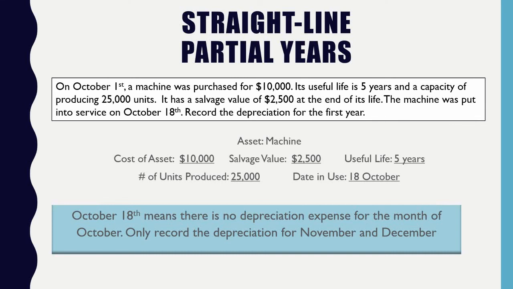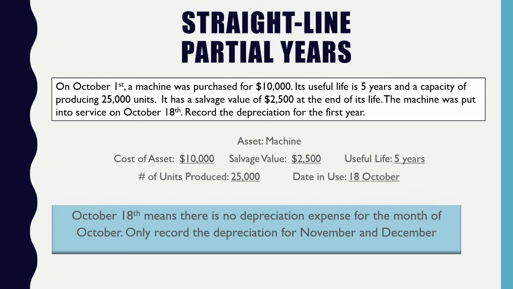So then what happens when we have an asset that's placed into service randomly in the year? We call this partial years, right? So for this example, when I purchase a machine, all right, for $10,000 with a salvage value of $2,500, the estimated useful life is 5 years, and it can produce up to 25,000 items. And the date that we placed into service was October 18.